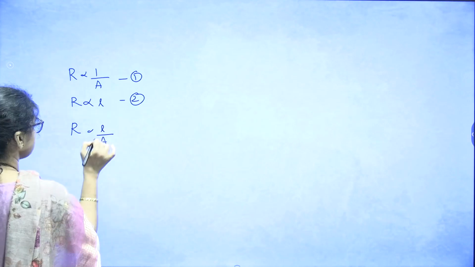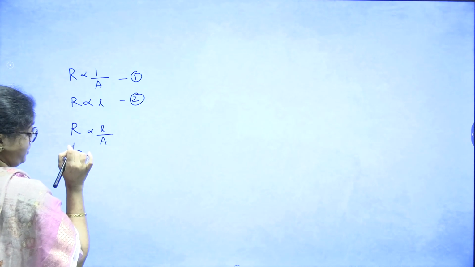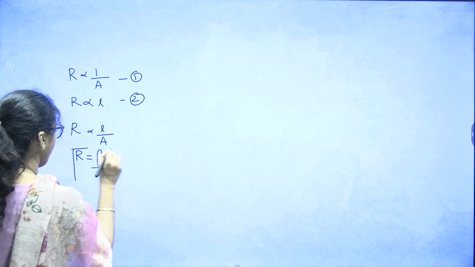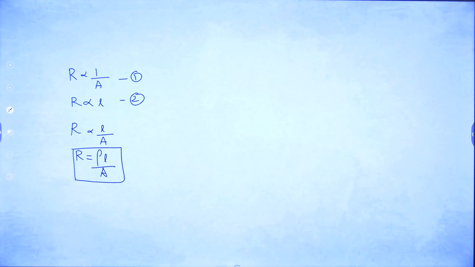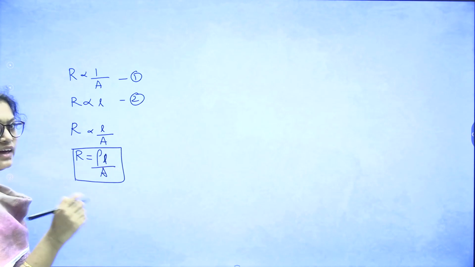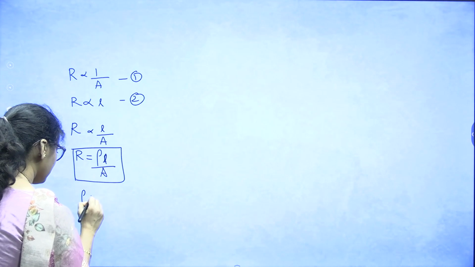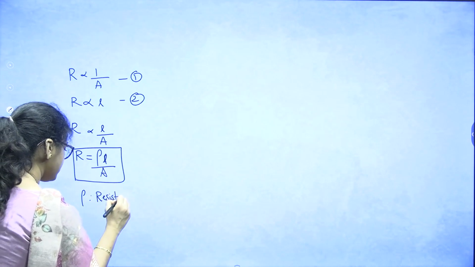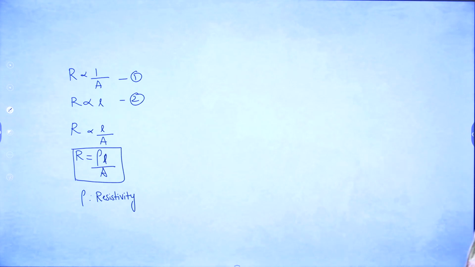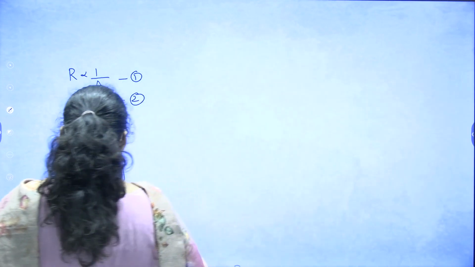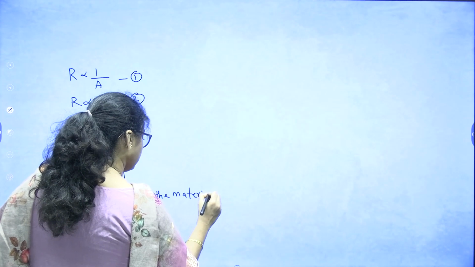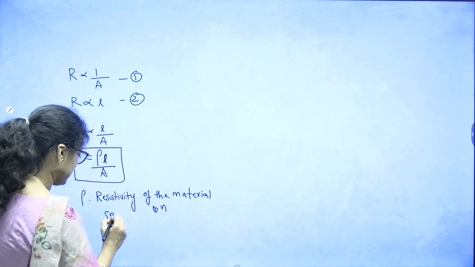Now I'll remove the proportionality. I can write R is equal to rho L by A. So the formula for resistance is R equals rho L by A, where L is the length. Rho is a constant here. Rho means resistivity. Rho is the resistivity of the material, or we can say specific resistance.